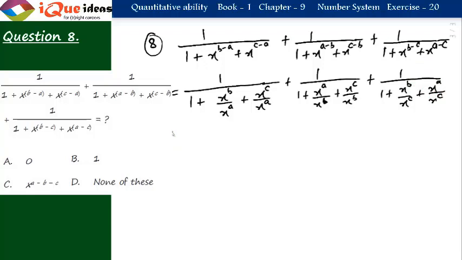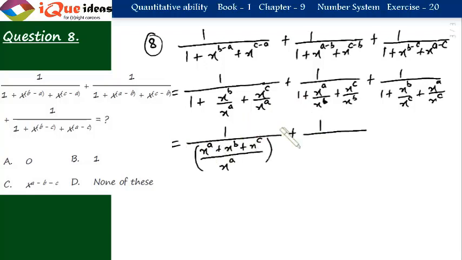Alright. Now in the denominator, first do some work. It will be 1 divided by, LCM will be x raised to the power a, and here we'll get x raised to the power a plus x raised to the power b plus x raised to the power c. Plus in the second one we'll again get LCM is x raised to the power b, and we will have x raised to the power b plus x raised to the power a plus x raised to the power c.